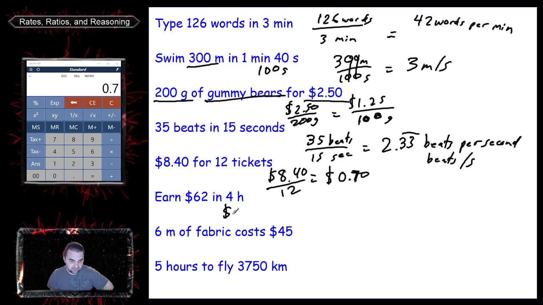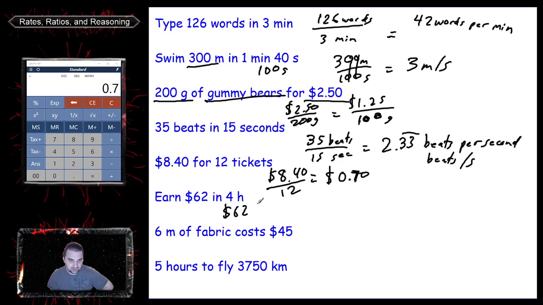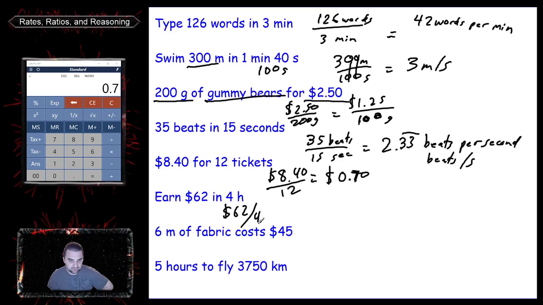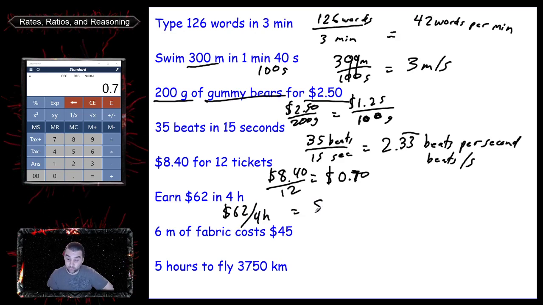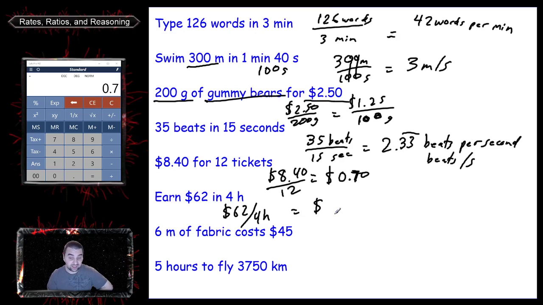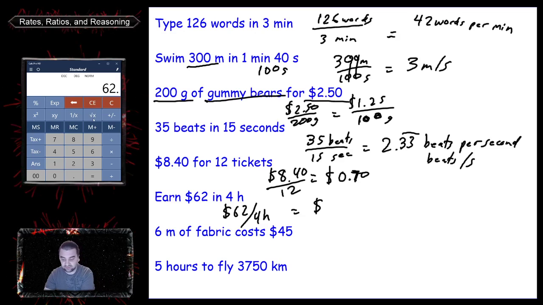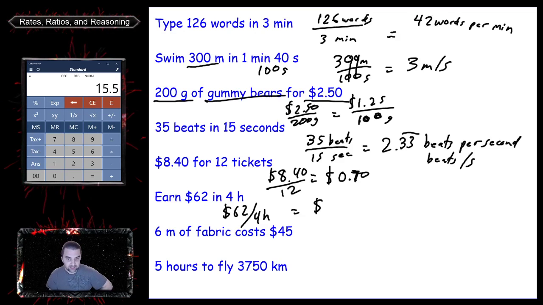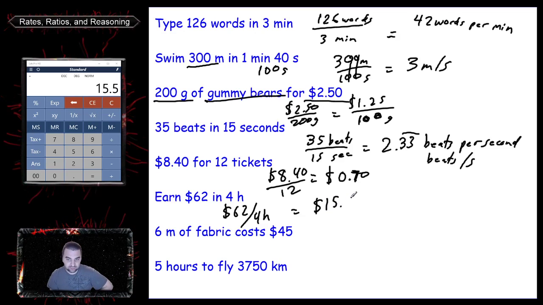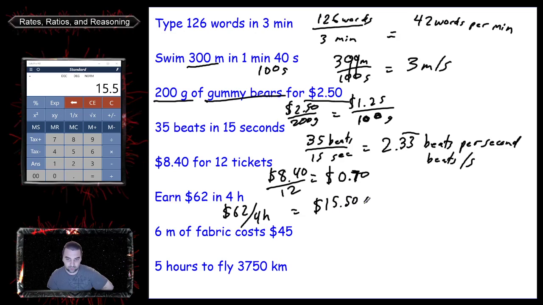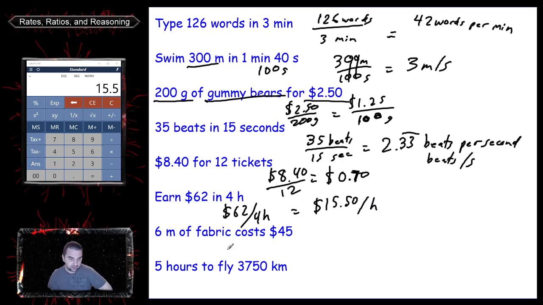And $62 earned in 4 hours. So how much money are you making for every 1 hour? Well, you will get that by dividing 62 by 4. 62 divided by 4 is $15.50 per hour. Almost done.